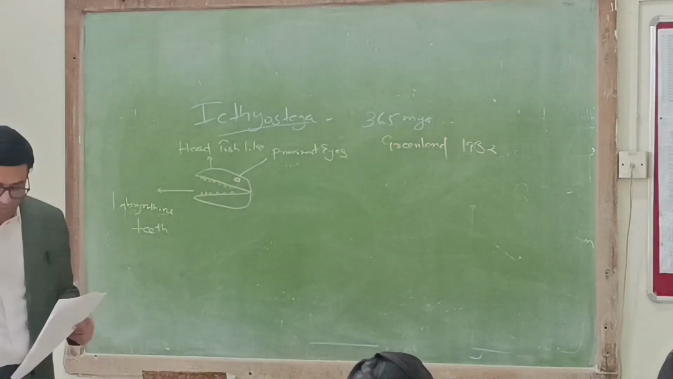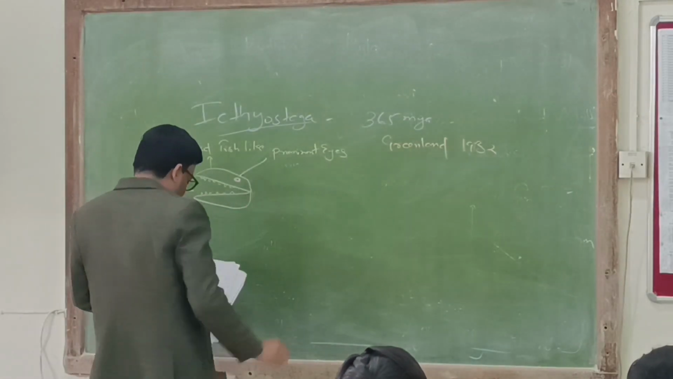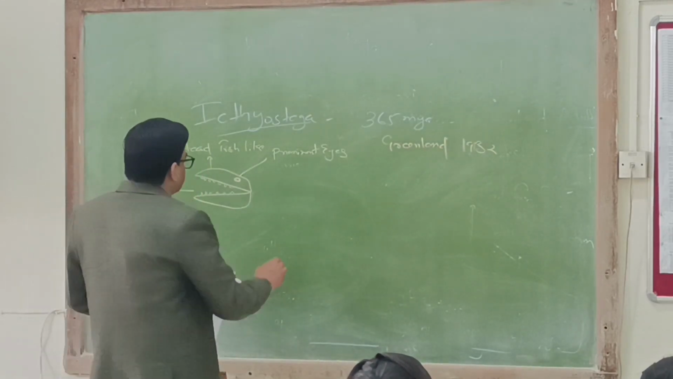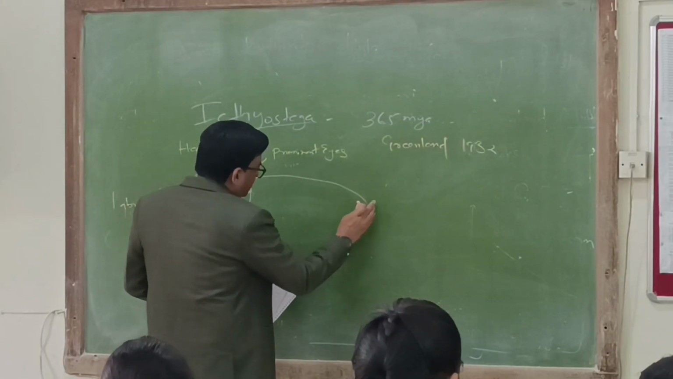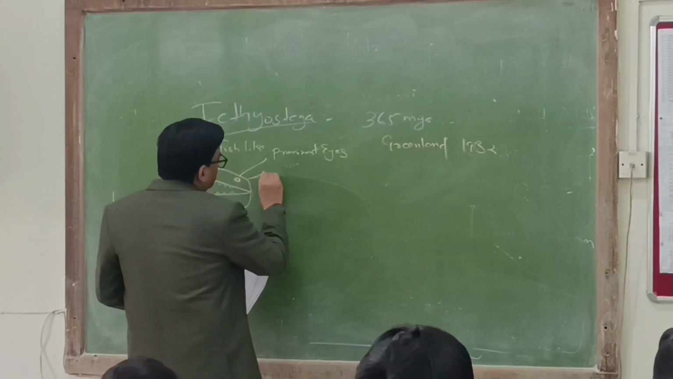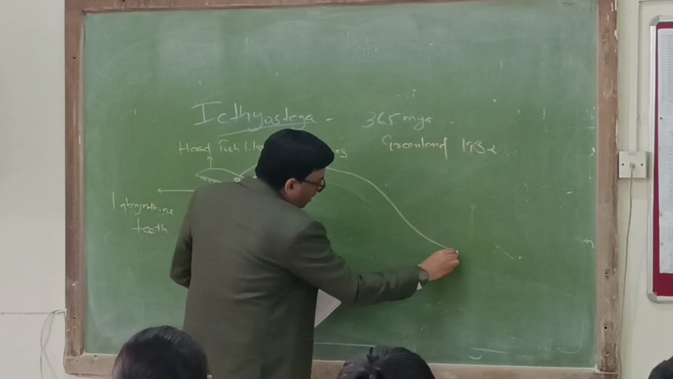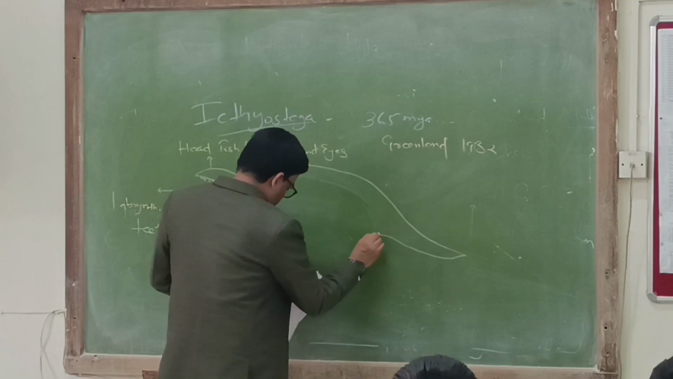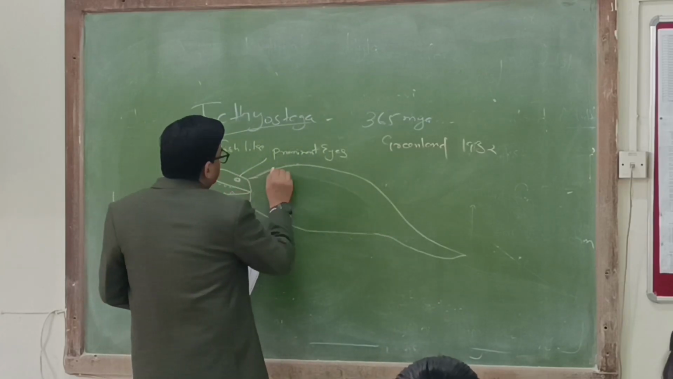But again the body is fish-like. Why? Because it has a caudal fin and a caudal tail. A little bit of the body is arched. You know what is the meaning of arched? The body is a little bit arched. So this is an arched body.